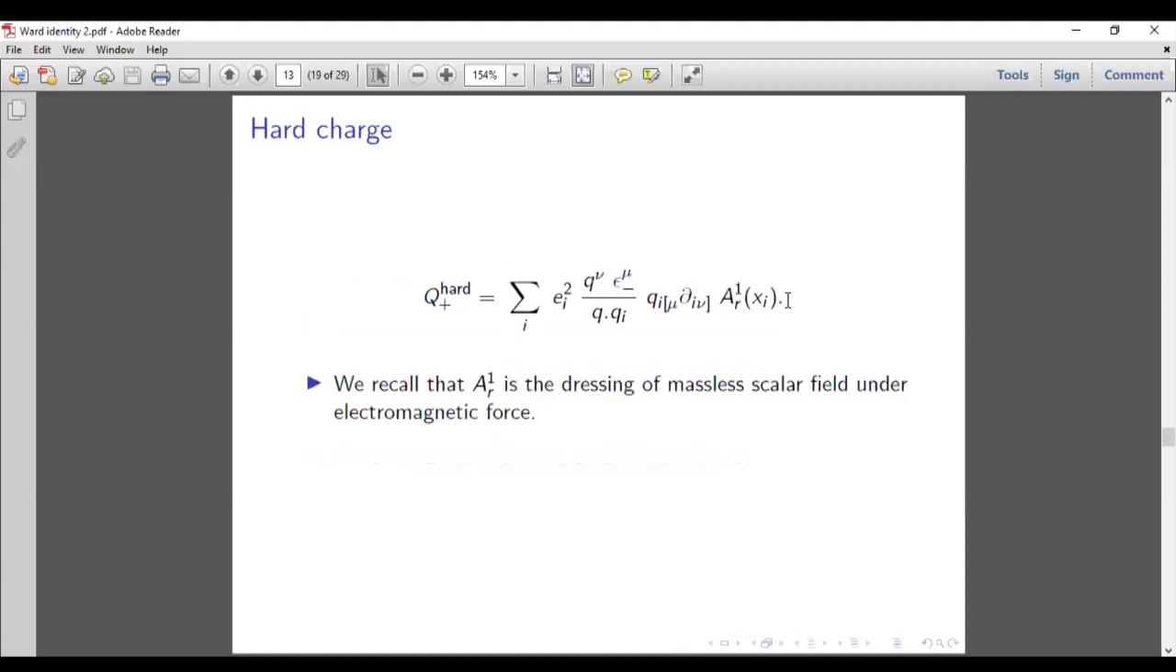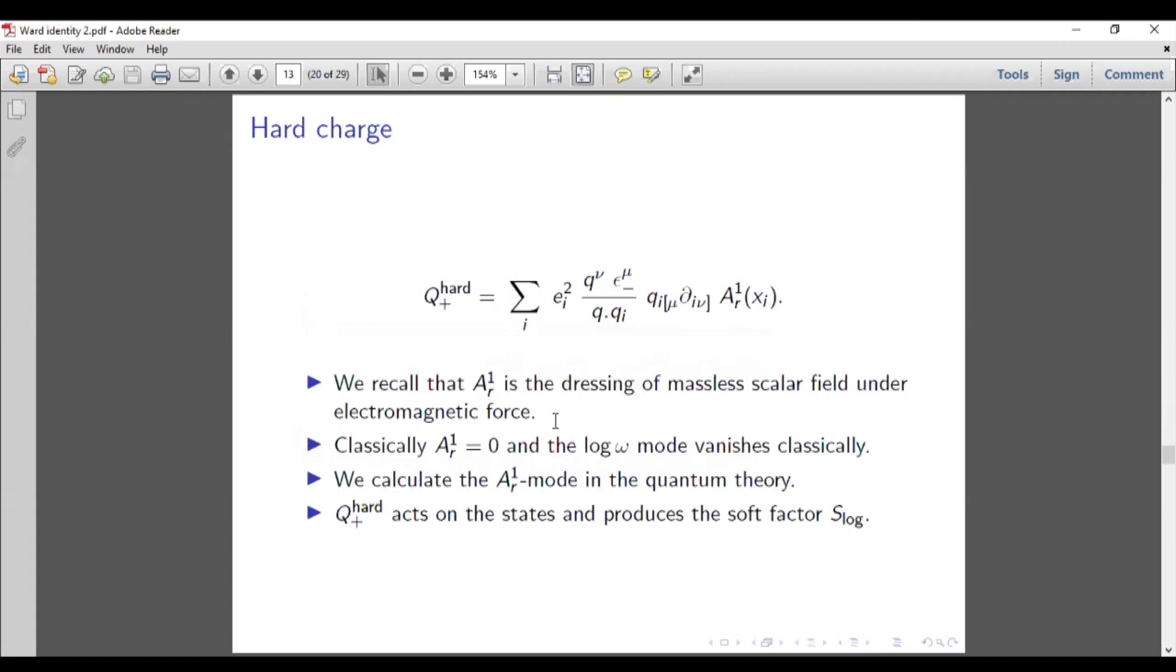So this is the expression for the hard charge. It is proportional to A_R^1, and we recall that A_R^1 is the dressing of the massless scalar field under electromagnetic force. Now we just need to substitute for A_R^1. It is important to note that classically A_R^1 is 0 and the log omega mode vanishes. And we substitute the quantum expression for A_R^1, and it produces the soft factor S log.